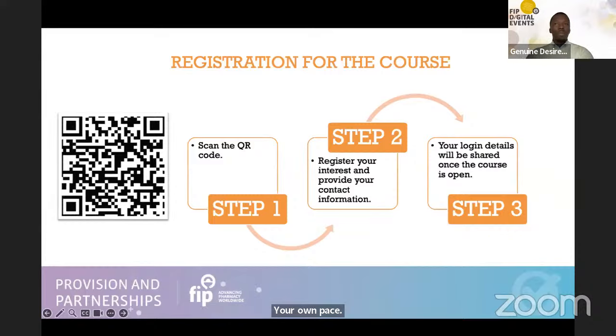I'll just pause here for a second to allow those of you who would like to scan the QR code to do so in about 2 or 3 seconds.